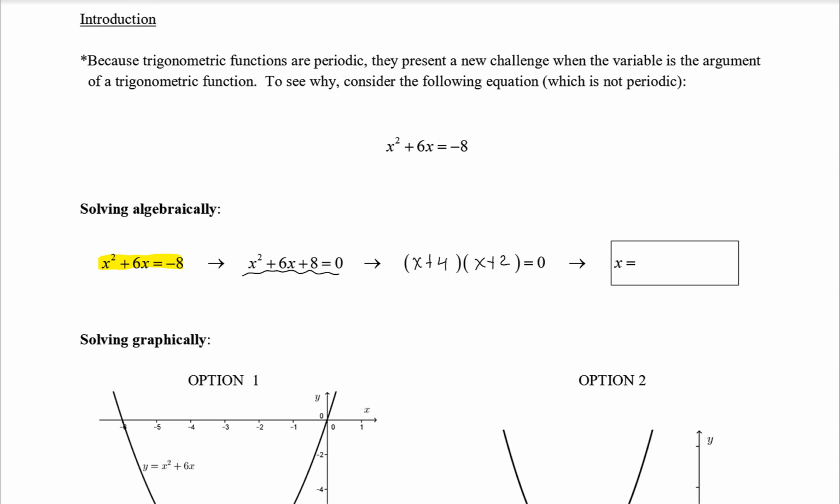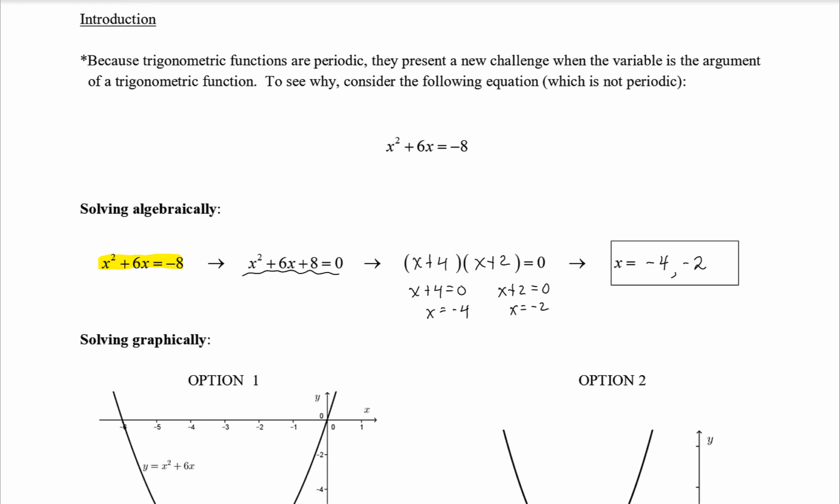Now I have the product of two numbers equals 0. According to the zero product property, either that first factor has to be 0, so then x needs to be -4, or the second factor has to be 0, so x needs to be -2. So as long as x is -4 or -2, this statement will be true, which means this statement is true. So x is -4 or x is -2.